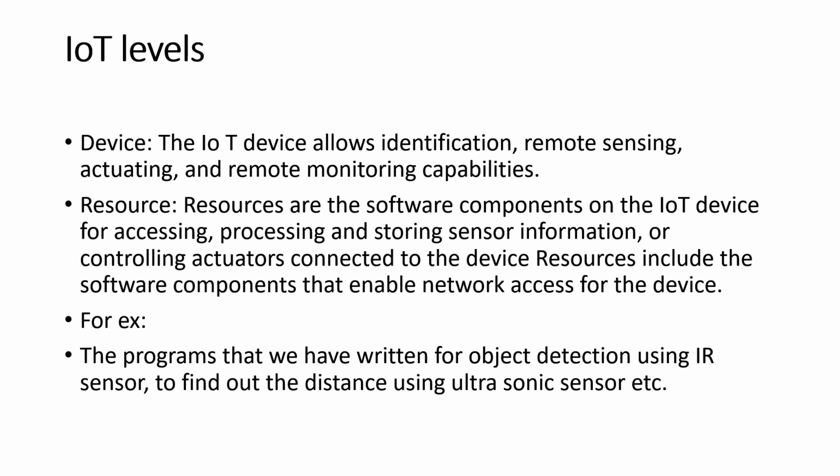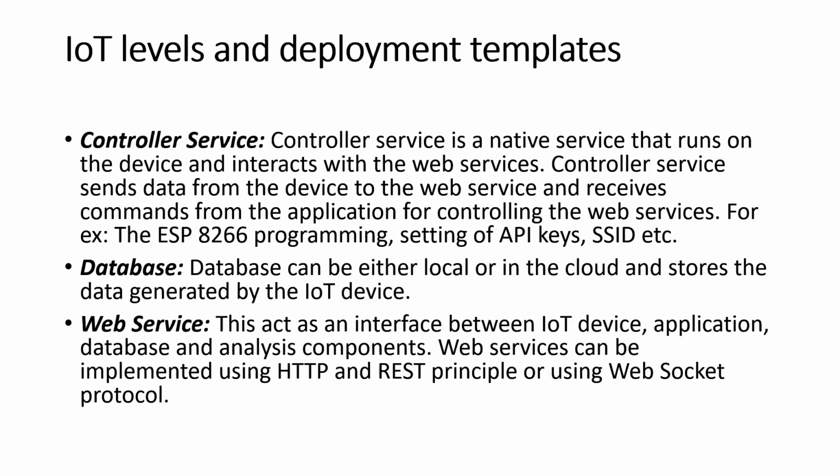Resources are the software components on the IoT device for accessing, processing and storing sensor information or controlling actuators connected to the device. Resources include the software components that enable network access for the device. For example, the programs that we have written for object detection using an IR sensor, or finding the distance using an ultrasonic sensor, etc. IoT levels and deployment templates.